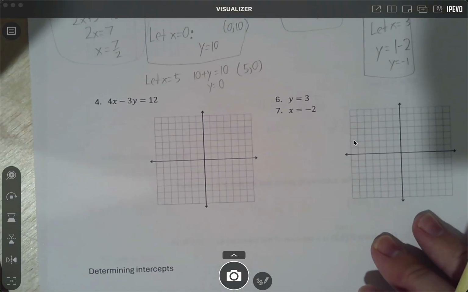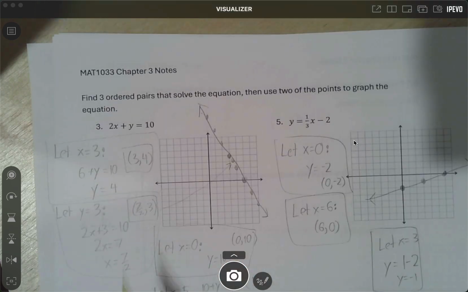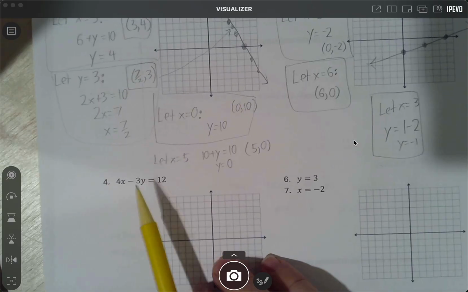All right. Up next, let's look at number 4. Number 3 and number 4 are special forms of lines.